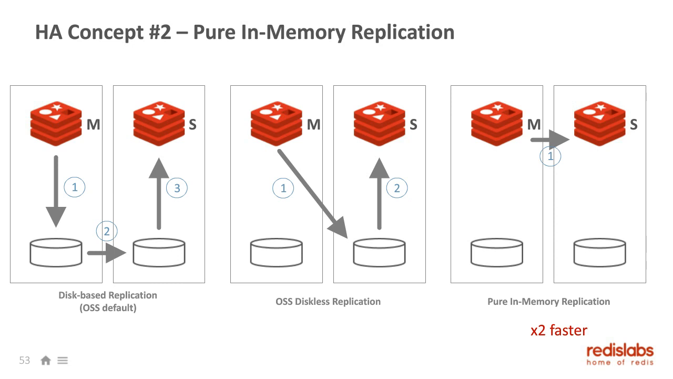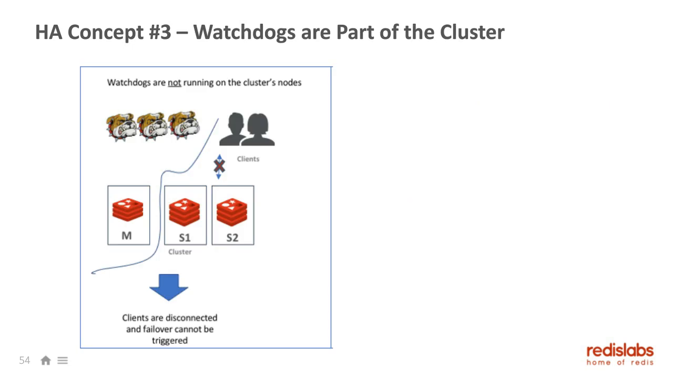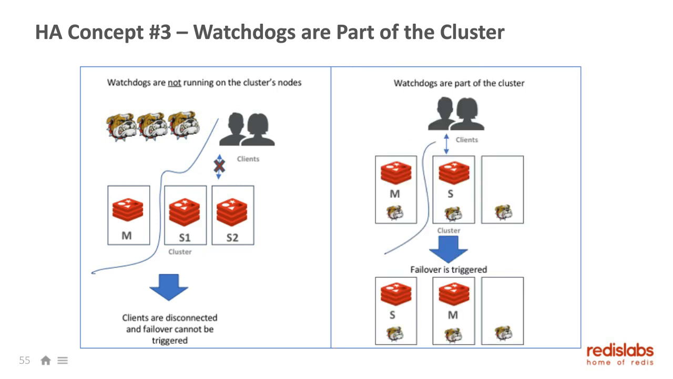We also made the Watchdogs part of the cluster. On the left-hand side here, we can see a possible setup, right? The open source Sentinels would not be part of the cluster. So what happens on the left-hand side is that there's a network partition, but the Watchdogs can still see the master, so they think everything is fine, while your clients can no longer access your database because they can only talk to the slaves. We made the Watchdogs part of the cluster.